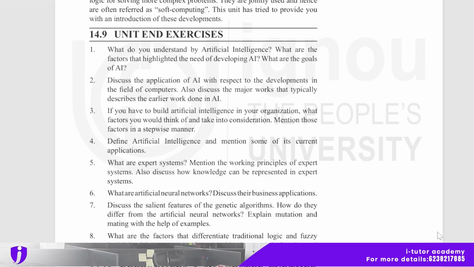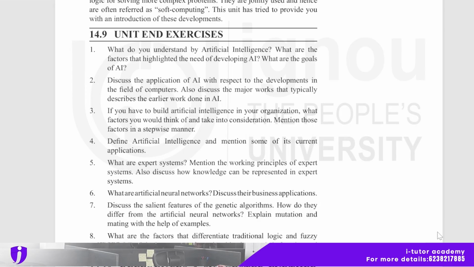Also discuss the major works that typically describe the earlier work done in AI. And if you have to build artificial intelligence in your organization, what factors would you think of and take into consideration? Mention those factors in a stepwise manner. Fourth is, define artificial intelligence and mention some of its current applications. And the fifth one is, what are expert systems, and mention the working principle of expert systems. Also discuss how knowledge can be represented in expert systems.